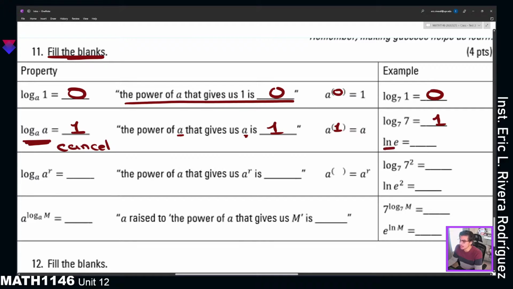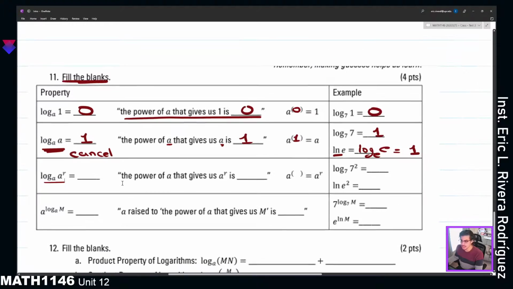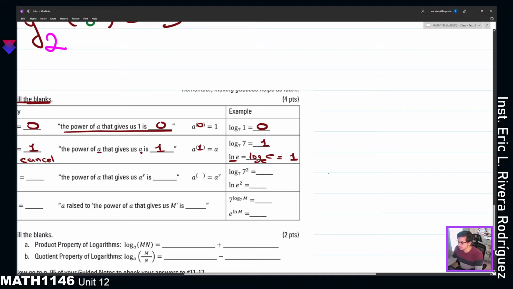ln is the same as log base e. Remember, e is an irrational number similar to pi, so we use e to represent that irrational number. So e raised to the power of 1 is equal to e, so that means that log base e of e is equal to 1. This one might be confusing because of the way it is set up, but once we see an example, it will be easier to see.